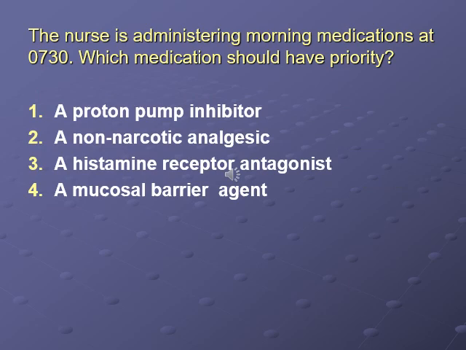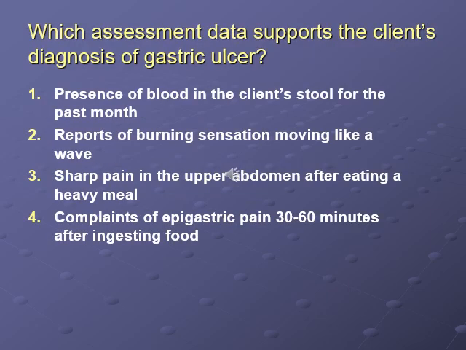The answer here is 4, and I would encourage you, when we say a mucosal barrier agent, what drug is that? Sucralfate or Carafate would be that medication, so making sure that you're always able to recognize the generic name while you're learning these meds would be very important. The answer here is 4.